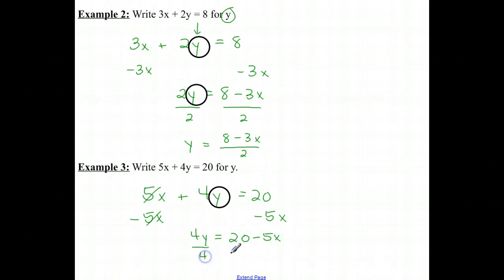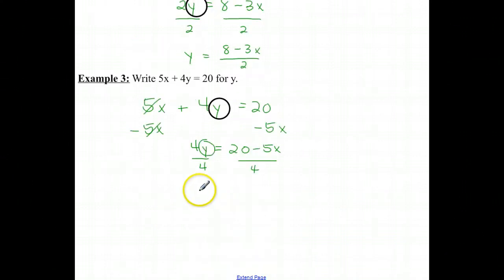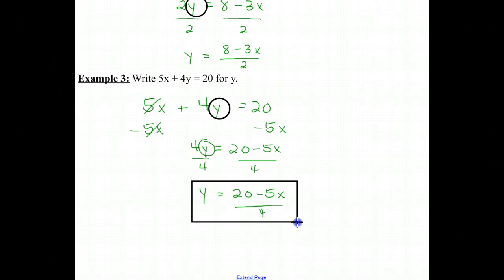I'm going to divide both sides by 4 because I'm trying to solve for the y. I will get y equals 20 minus 5x all over 4. Again, it can be simplified further, but this, for now, would be good enough. This is what we're trying to do. Can you simplify and isolate y?